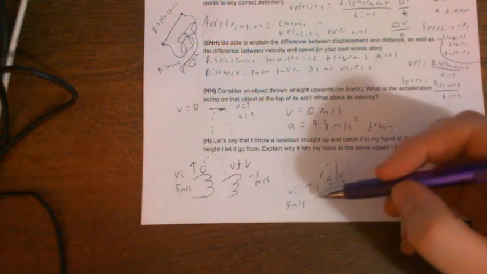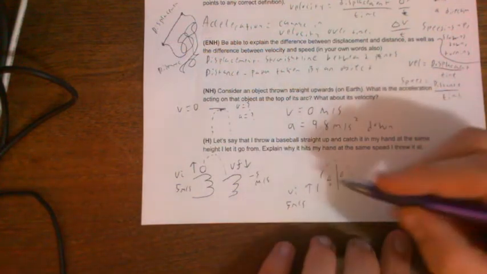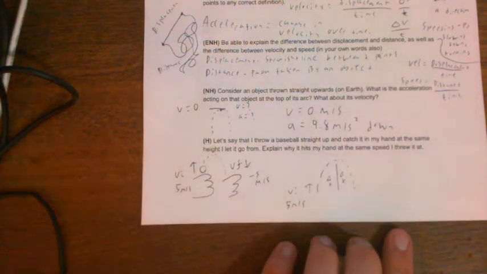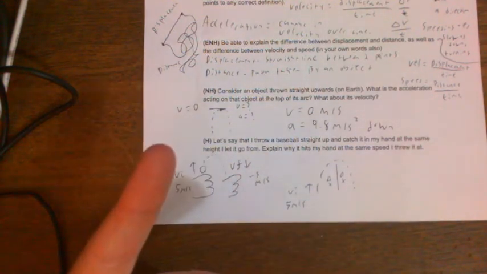So what that means is it goes from 5 to 0 up here, and then it goes from 0 to 5 down here. And because gravity is the same on both sides, right, because gravity is constant, that means that the speed that it's going to hit your hand with is going to be exactly the same.